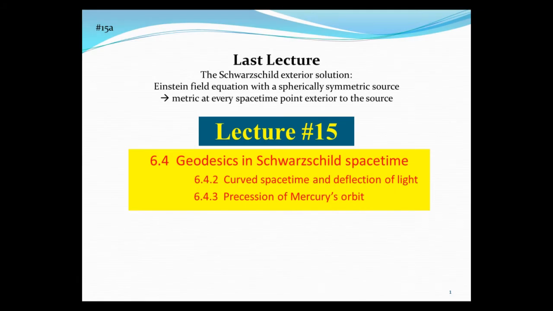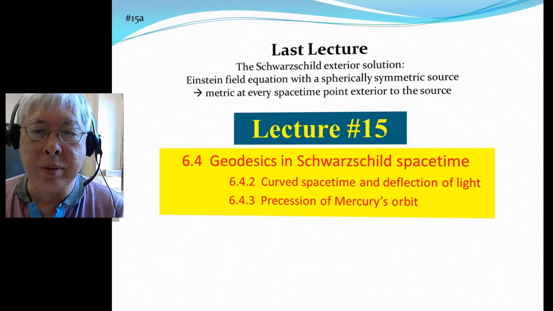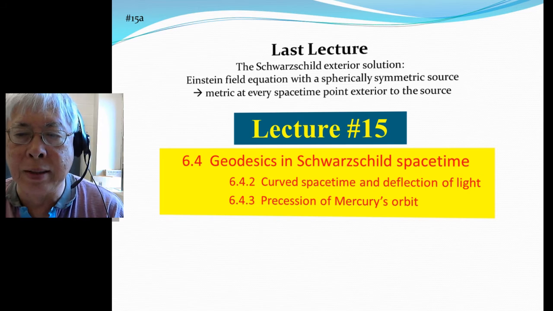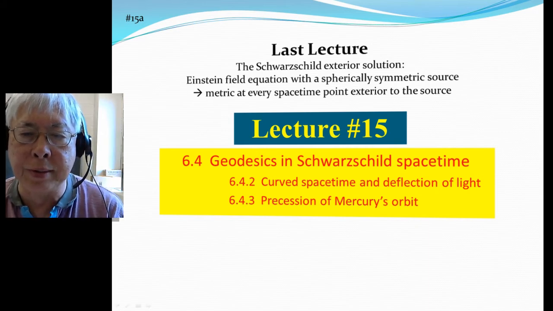Okay, in the last lecture we talked about the Schwarzschild exterior solution to the Einstein field equation for a spherically symmetric source. By exterior solution, we mean finding the metric at every point outside the source. In this lecture, we're going to talk about geodesics in such a space-time. We'll discuss how the curved space-time leads to the deflection of light, and I'll also talk about the precession of the planet Mercury's orbit in such a curved space.